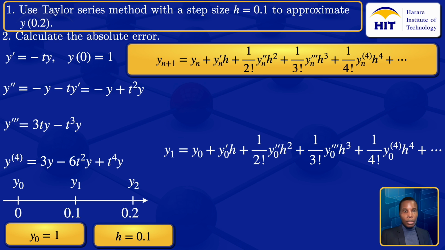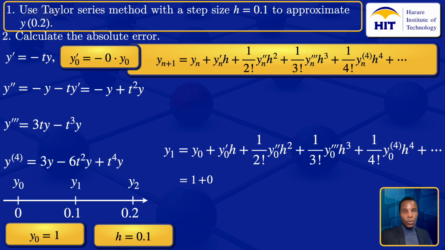So we now substitute the value of y naught. The value of y naught, we have it here, is 1. That's the first part. Now for the second part, y prime naught. We get it from this equation, y prime equals minus t times y. So y prime naught equals minus 0 times y naught, because at y naught we are saying t equals 0, so that's why you have a 0 here. 0 times y naught gives us 0, so it will be plus 0.